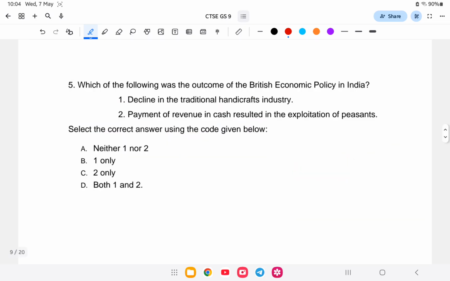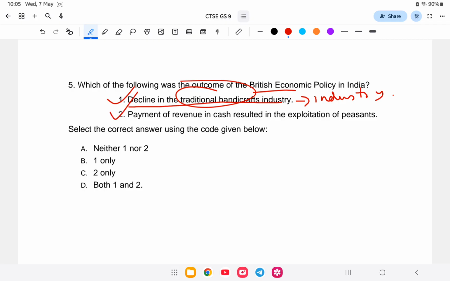Question number 5. Which of the following was an outcome of the British economic policy in India? What were the outcomes of British economic policy in India? Decline of traditional handicraft industry. Correct, because the British brought industry, that is machines. Machines made manual handicrafts obsolete, because machines began mass production, which the traditional handicraft people could not cope up with.